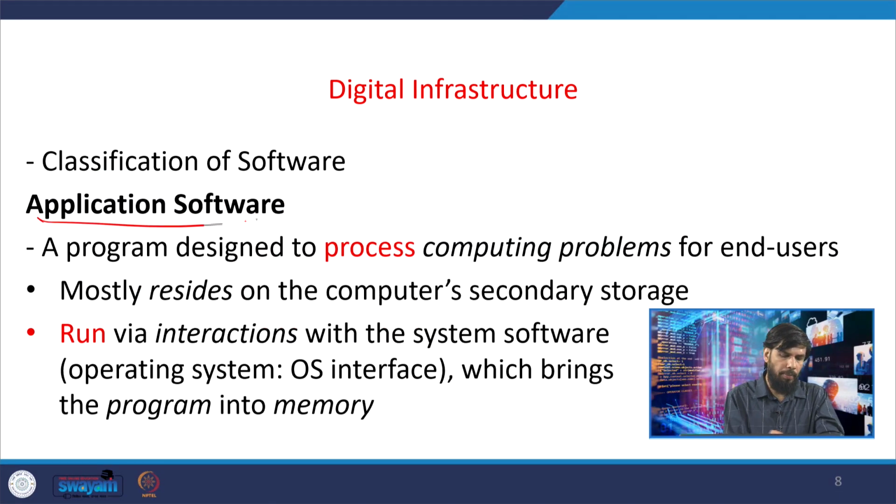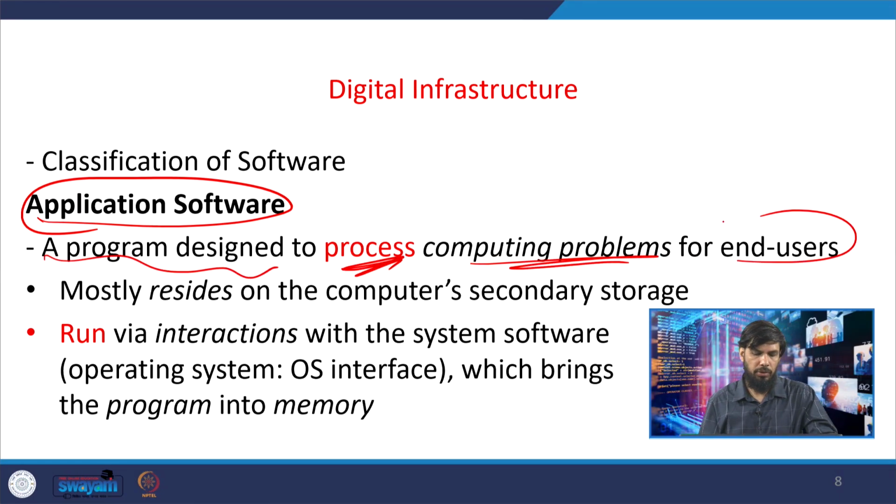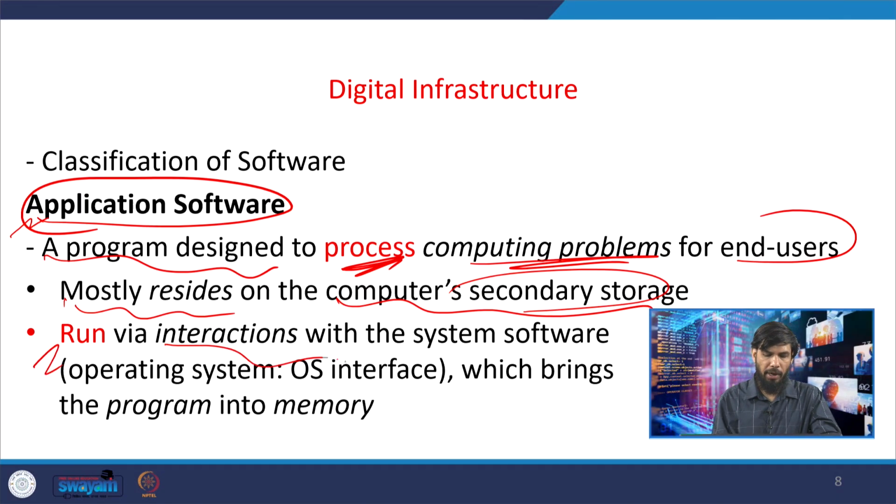Then we come to the application software, right. So, what is application software about? This is a program designed to process computing problems for end users, right. So, system software was about coordinating the hardware resources, managing the hardware resources so that the application can run. We talked about a word processing software. So, word processing software is an example of an application software, right. So, it mostly resides on the computer's secondary storage. So, once it is installed, after that it will be residing in the secondary storage, and when you want to run, you will have to interact with your system software.